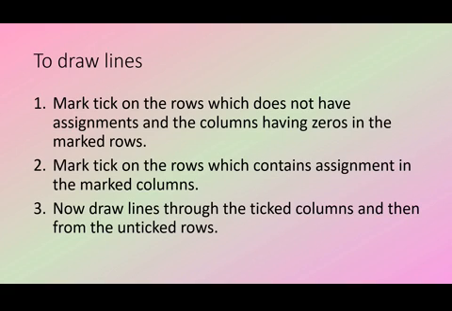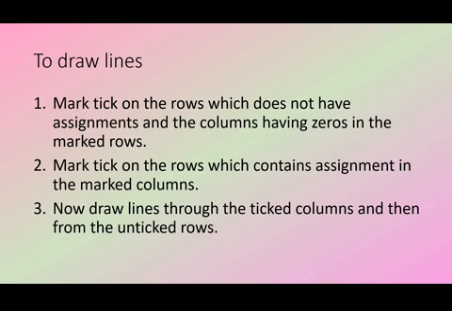Once again, I'm repeating. Tick the row which does not have assignments. In that ticked row, whichever column has a zero, it might be a crossed zero, tick that particular column. So this is the first step.